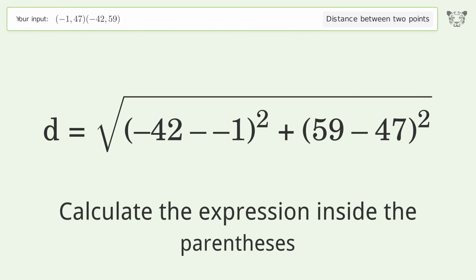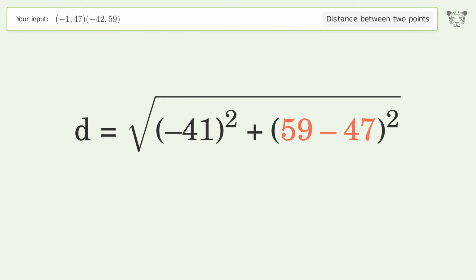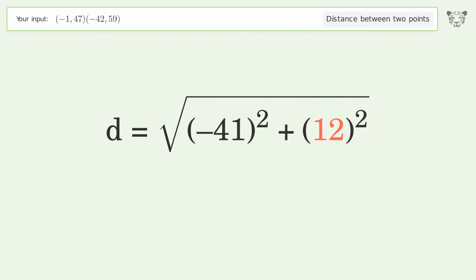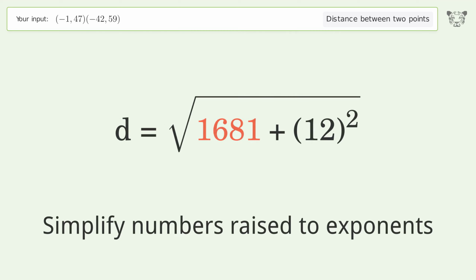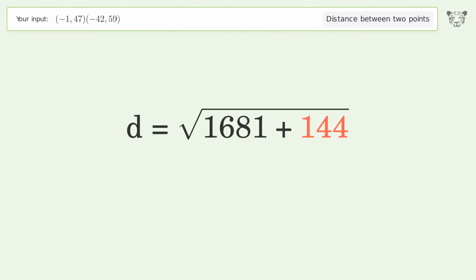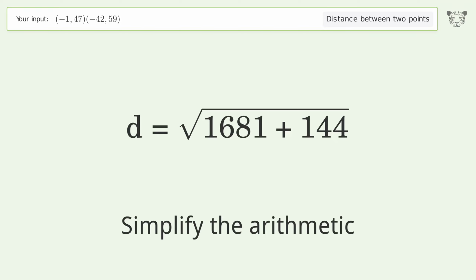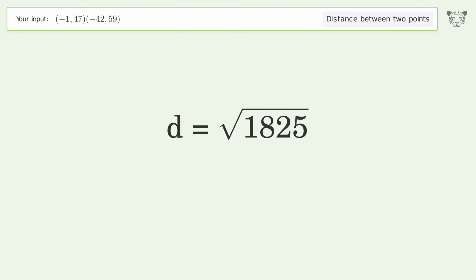Calculate the expression inside the parentheses. Simplify numbers raised to exponents. Simplify the arithmetic. And so the distance between the 2 points is the square root of 1825 or 42.72.